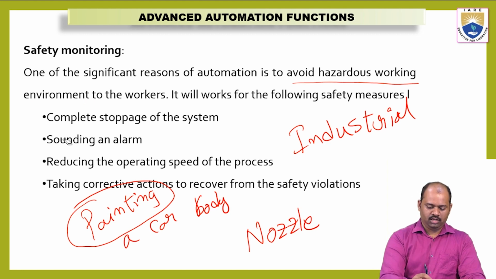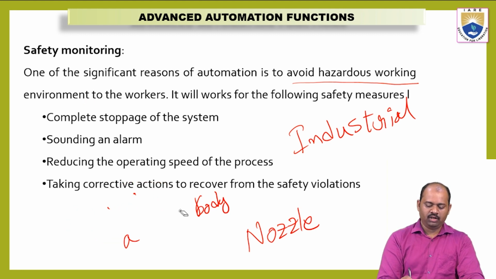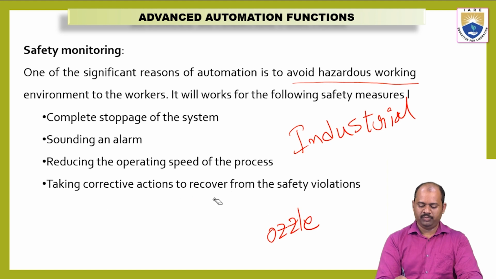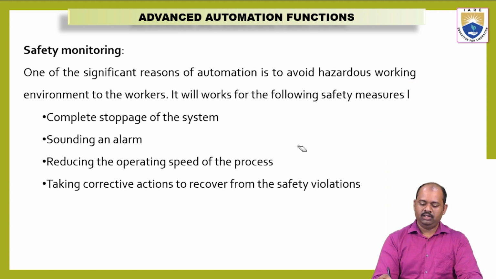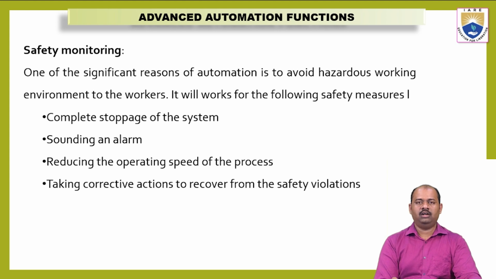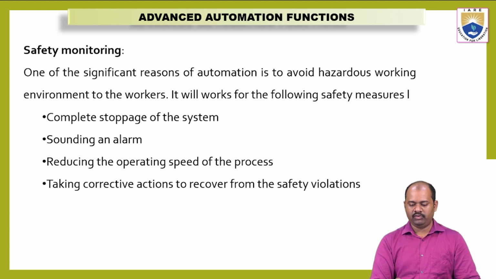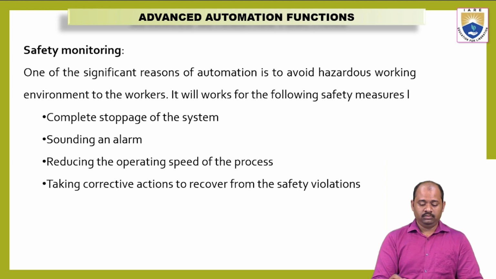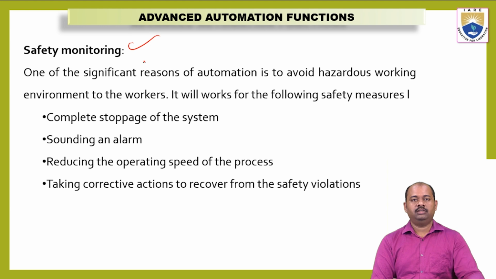Now, this is one example of a safety monitoring system. That means we can use automation for painting and other operations where high speed and high precision are required. Industrial robots can paint at a faster rate when compared to human beings. That is another advantage of using advanced automation functions. And then, for safety monitoring, we have 4 points.